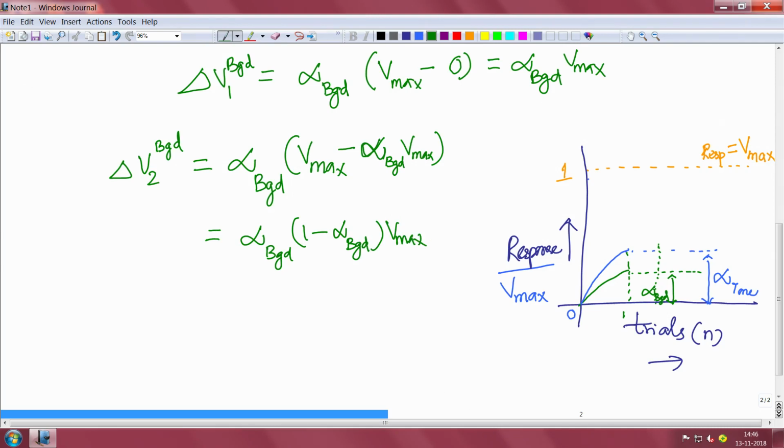Now, clearly, alpha being a value from 0 to 1, this quantity is positive, and you are going to gain, the change will be greater than 0. Since the change is greater than 0, there will be a new response for the background, which would be whatever the response for the background was that was acquired during the first trial when it was co-presented with the tone, plus this new change.